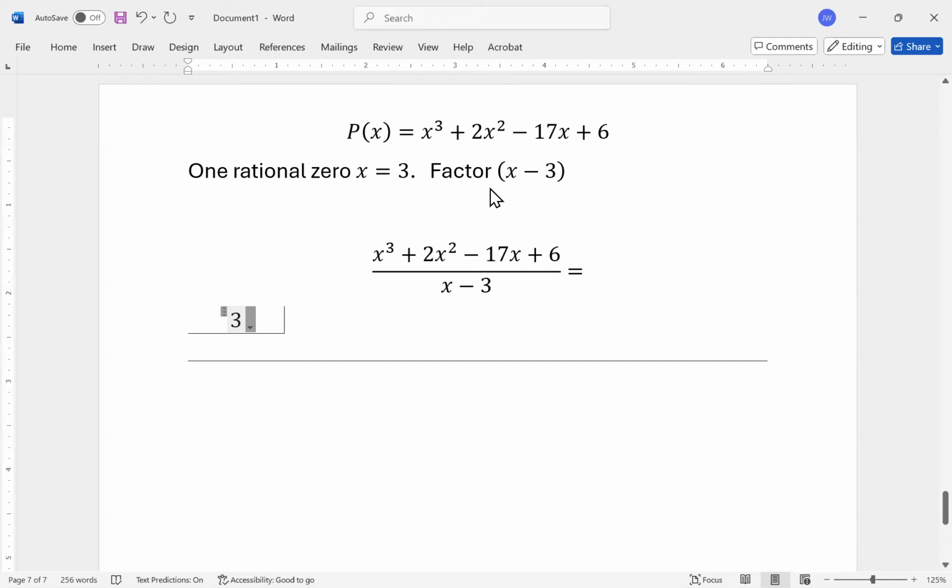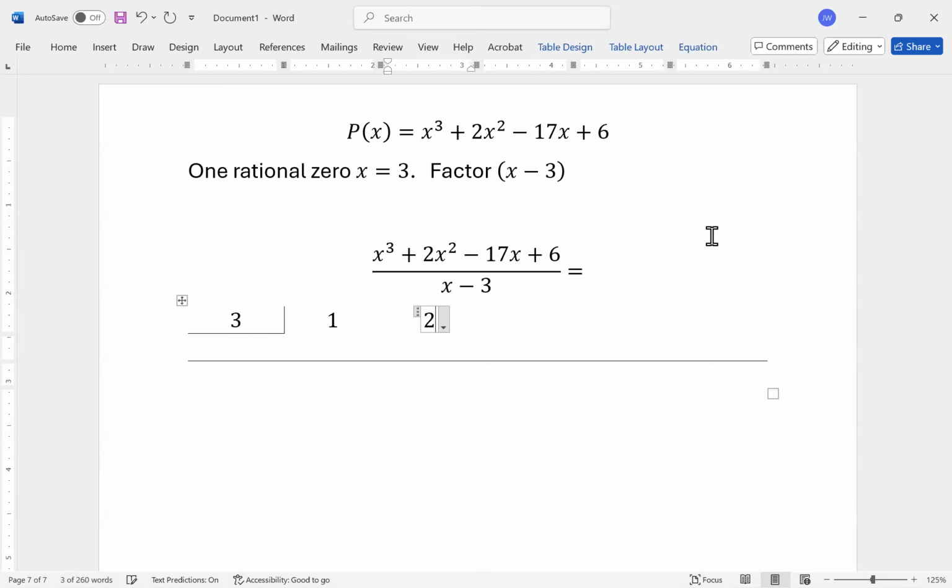I'll write it like this. So just like we did before, we know we have one rational zero for this polynomial function. So we have a factor of x minus 3. I'm going to divide that polynomial by x minus 3. I'll use synthetic division like we usually do.